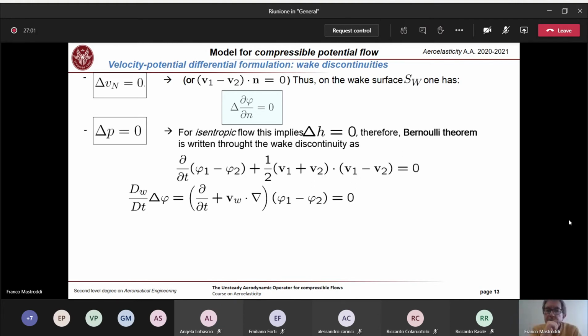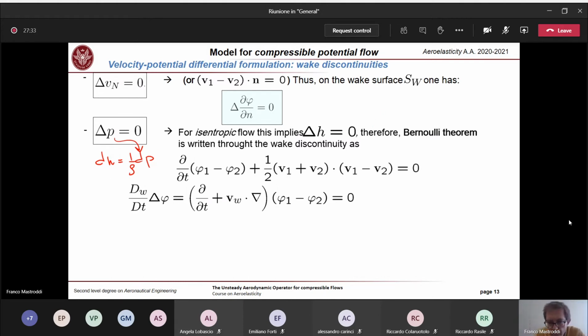And this is the point. If the flow is isentropic, the jump of the pressure is identical to the jump of the enthalpy. Remember, the relationship between pressure and enthalpy, dh is equal to 1 over rho dp, is applicable also for the jump, and therefore we have that the jump of the pressure divided by rho is equal to the jump of the enthalpy.